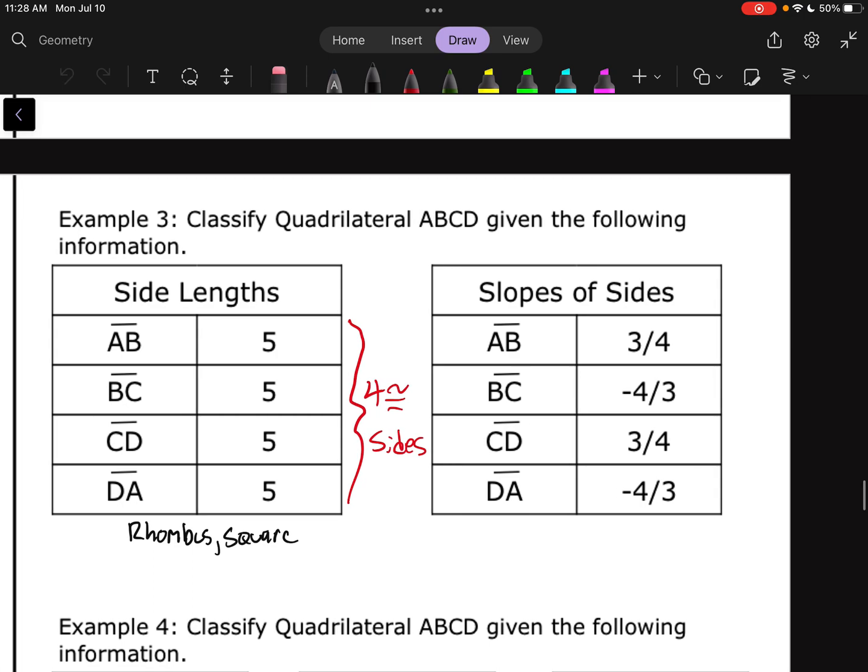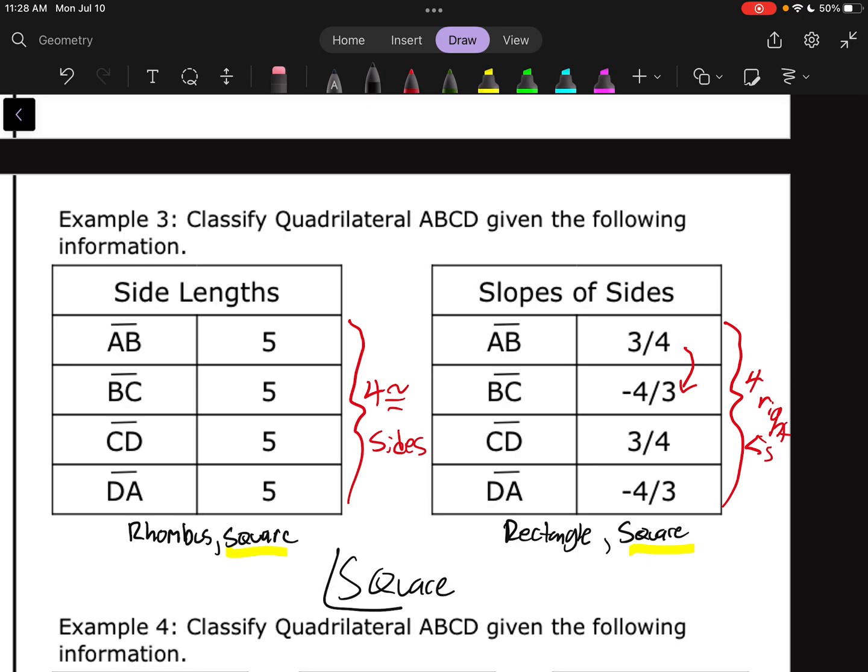Now looking at the slopes over here, we can see that the slopes are opposite reciprocals, right? Between those two, they've been flipped and they've changed, right? That's an opposite reciprocal. So that means that we do have 4 right angles. And the quadrilaterals that have 4 right angles, well, that's either a rectangle or a square, right? Those are the ones that have 4 right angles. So if we know that it's either a rhombus or a square over here and a rectangle or a square over here, that thing must be a square.